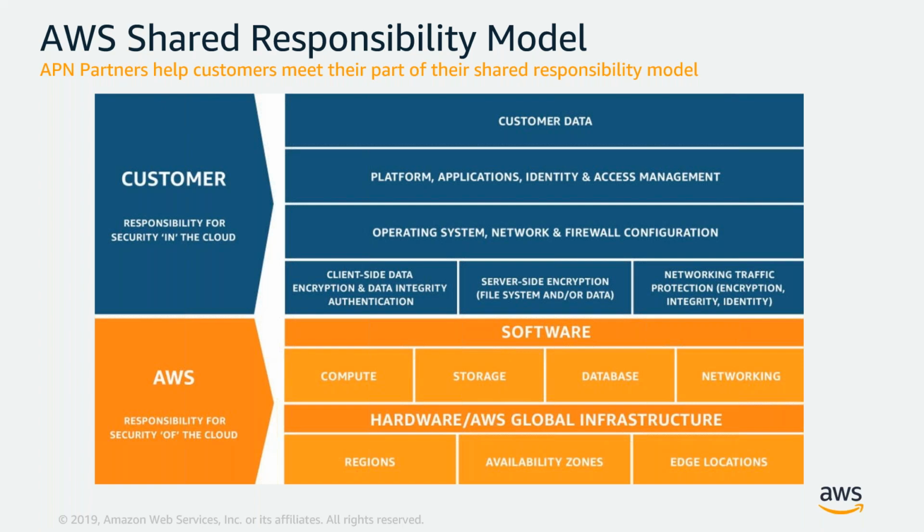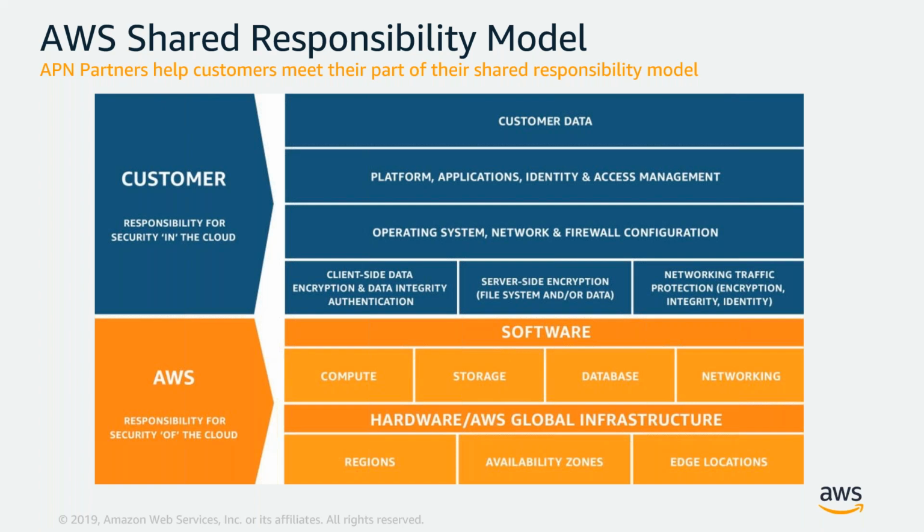AWS is responsible for the security of the cloud. And that means all the components that are under AWS management, like the regions we talked about, the availability zones, all the edge locations, all that underlying hardware that makes up the global infrastructure, as well as the other software components in there, like the underlying compute, like the hypervisor, the underlying storage and database and networking. These are all underlying infrastructure components that we're talking about.